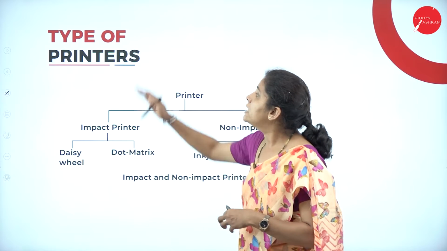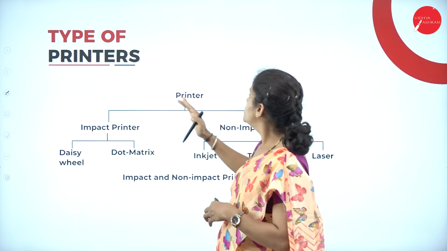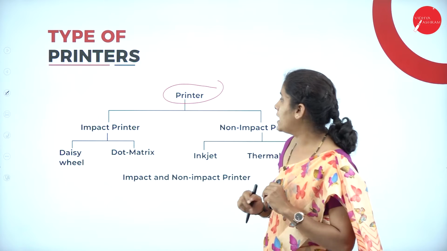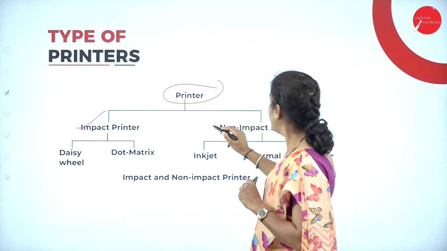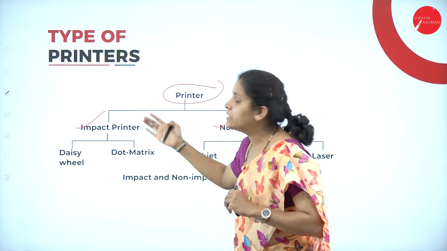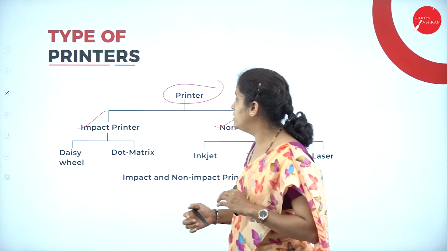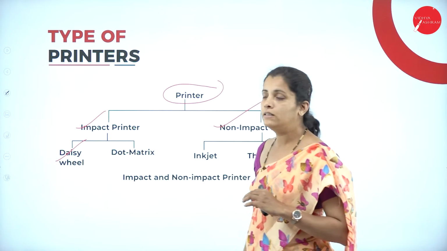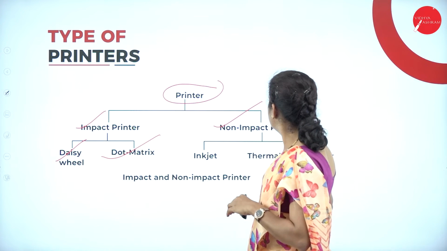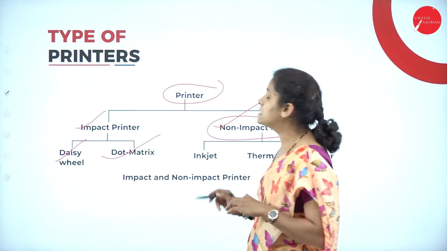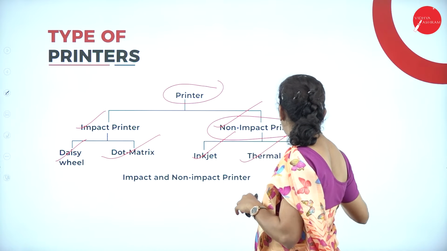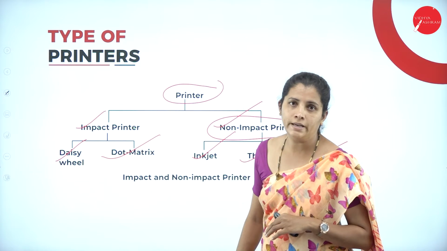Moving on to the types of printers. Printers are classified into two types, impact printers and non-impact printers. The impact printer is further classified into the daisy wheel printer and the dot matrix printer, whereas the non-impact printer is classified into the inkjet printer, thermal printer and laser printer.